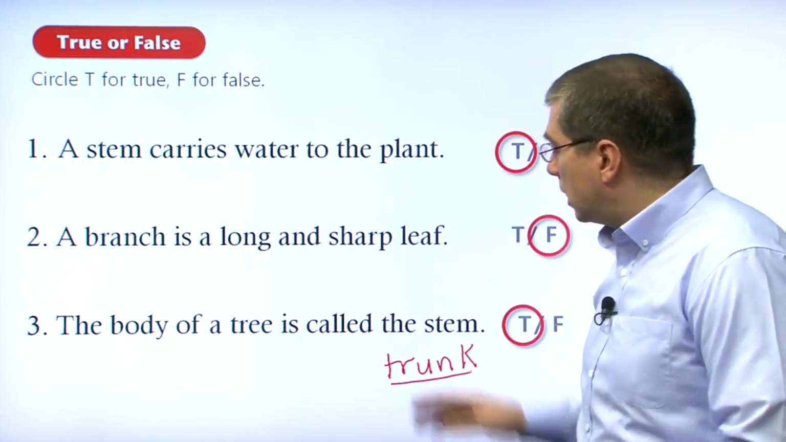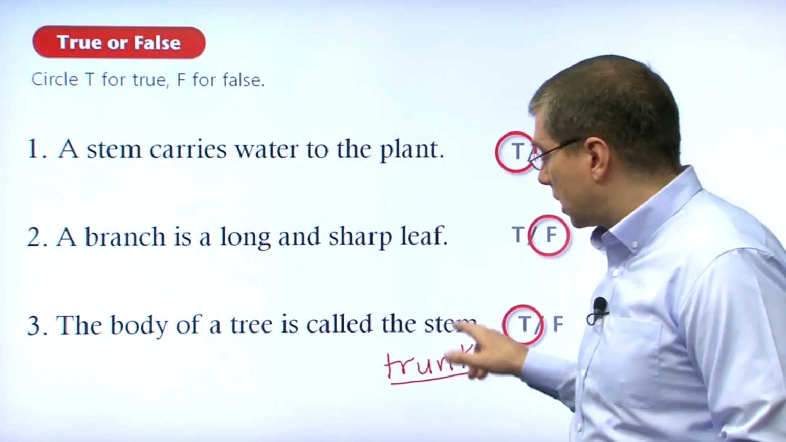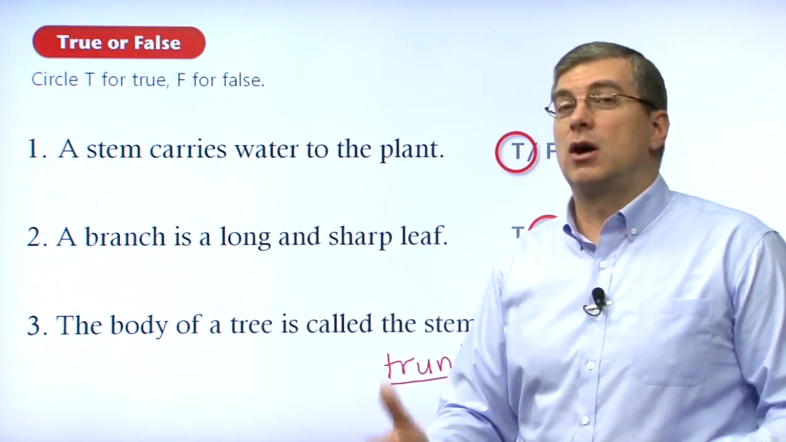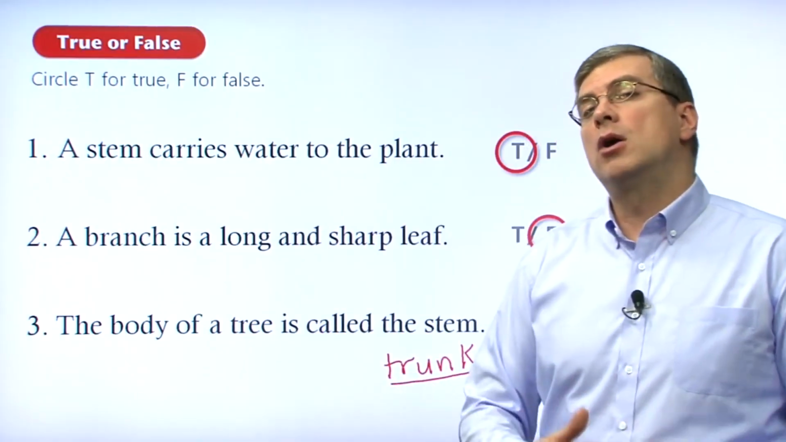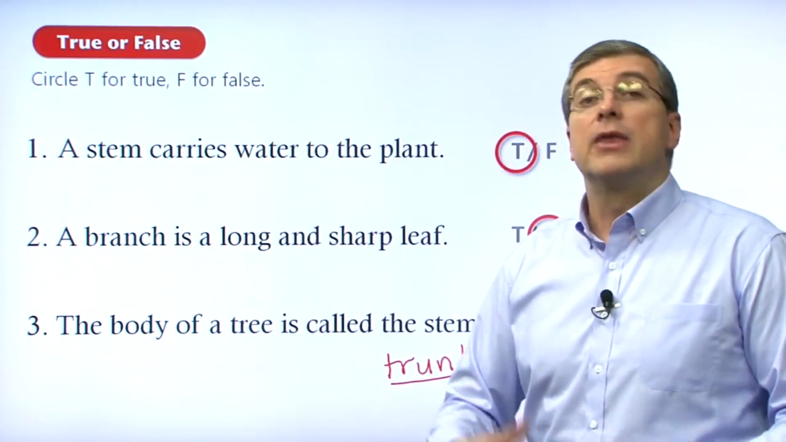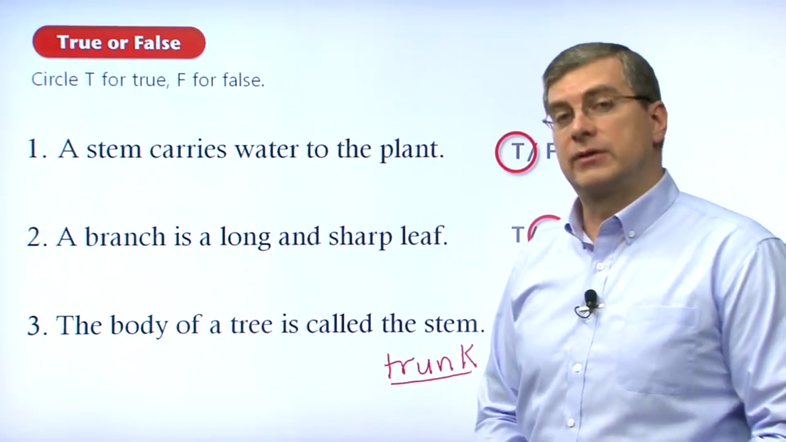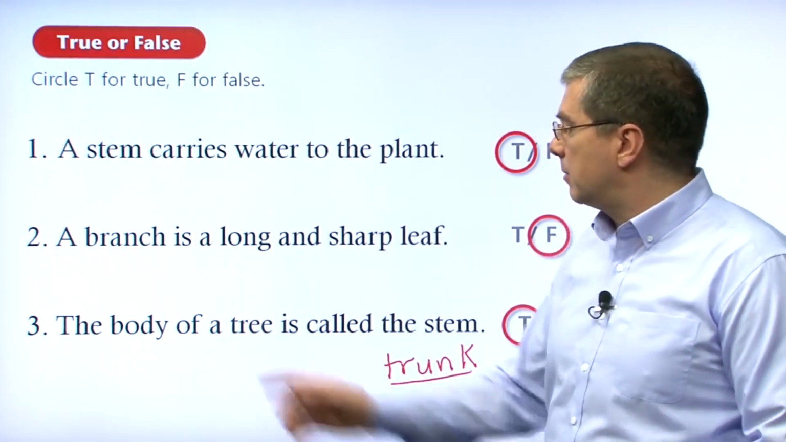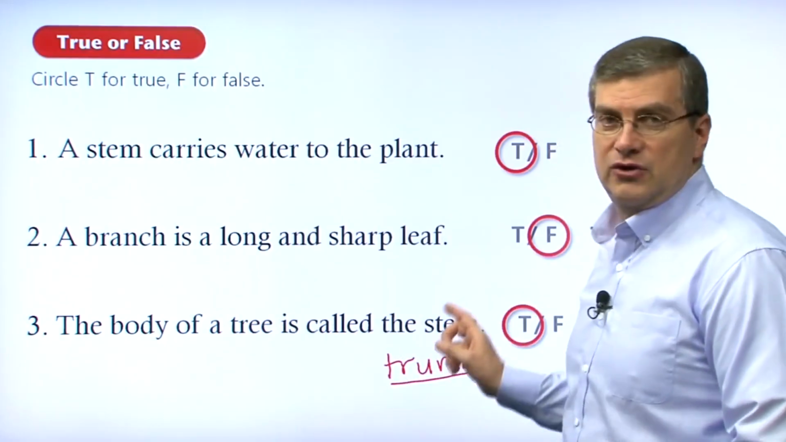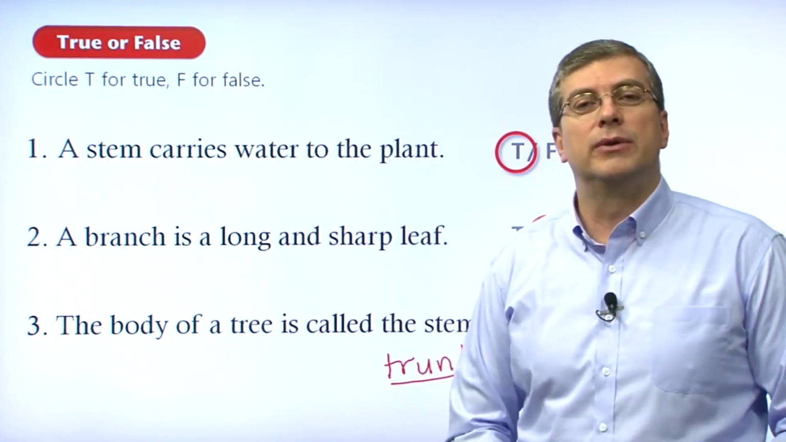Trunk. So for a tree, we talk about the trunk. For all plants, it's called the stem. So yes, we can say the stem of a tree, but we also commonly say the trunk of a tree. That's also correct. Okay, so we have these statements down. The body of a tree is called the stem. That is true. It is also sometimes called the trunk.